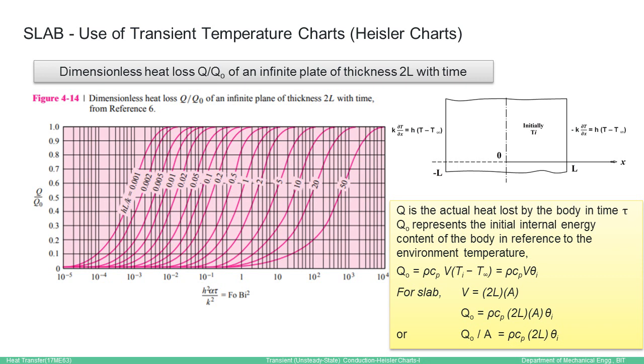Now the different curves are drawn for values of Biot number starting from 0.001 to 50. Given the calculated value of Biot number, Biot number square and Fourier number, you can find the corresponding value on the y coordinate, that is Q by Q naught. Once you find the dimensionless value Q by Q naught, having calculated Q naught separately, you can use that to find Q, which is the heat lost by the body during that time t.